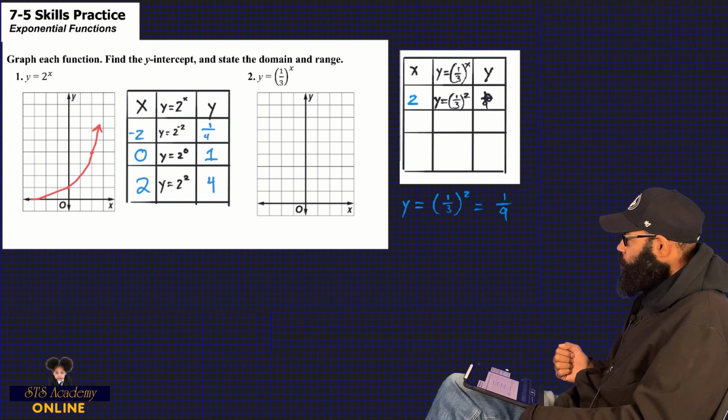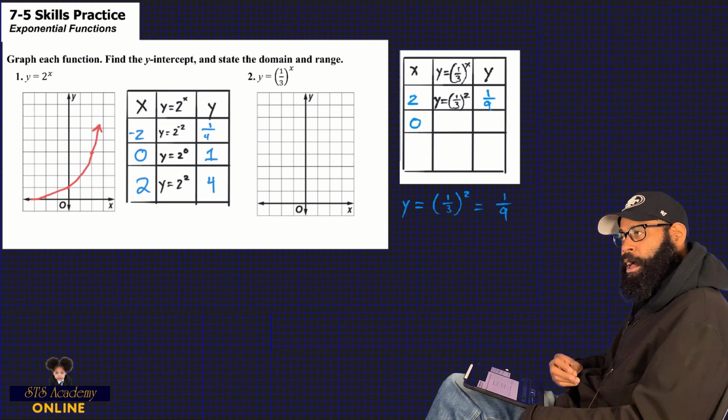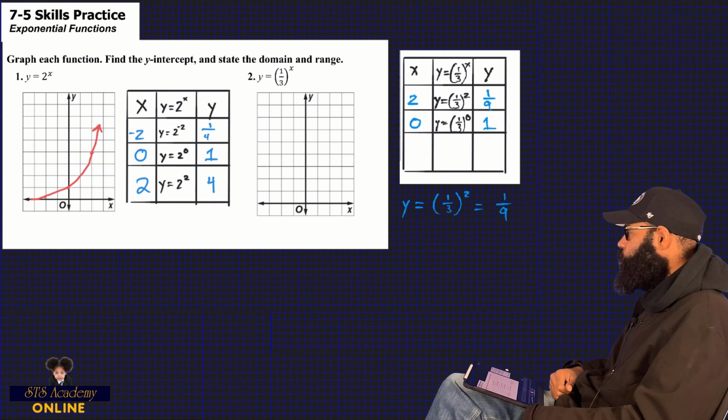What about, ooh, it's not in blue. It'll be in blue now. Pinky blue. And now, 0. Always want to use 0, guys. It's your y-intercept, right? When x is 0, what's y? Well, in this case, again, anything to the 0 power is 1. So, of course, we did positive, we did 0.